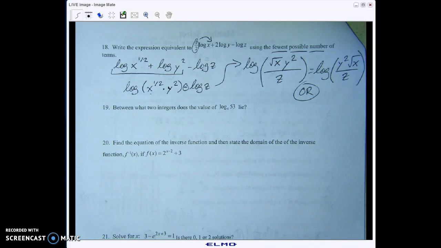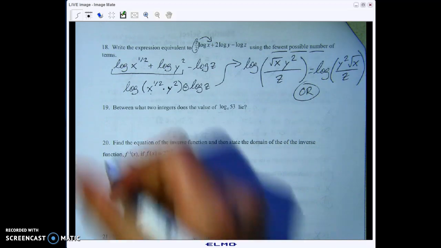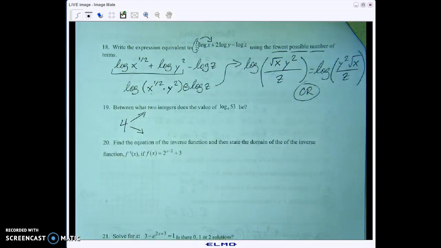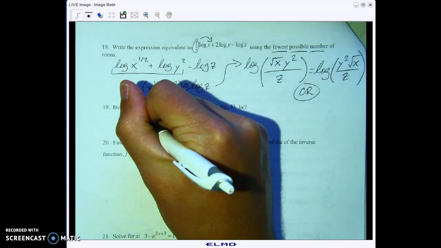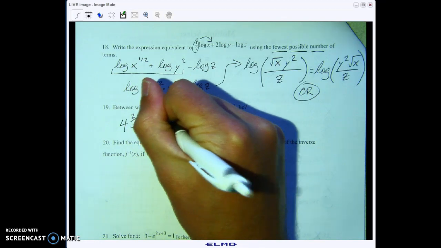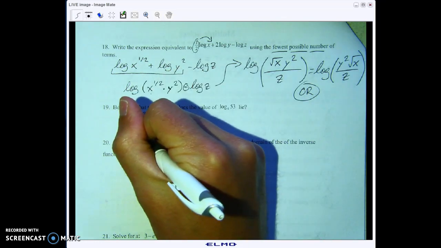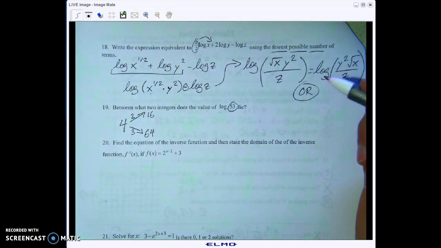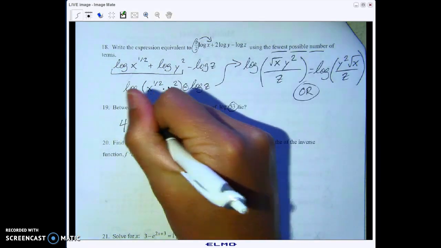Number 19 says between what two integers does the value of log base 4 of 53 lie? Well, we did a few of these back in 6.1 or 6.2. We need to figure out what power to raise 4 to get to 53, right? And I know that if I raise 4 to the power of 2, I'm going to get 16. And if I raise 4 to the power of 3, I'm going to get 64, right? So 53 is closer to 64 than it is to 16. So I know that the values are going to be 2 and 3, right?